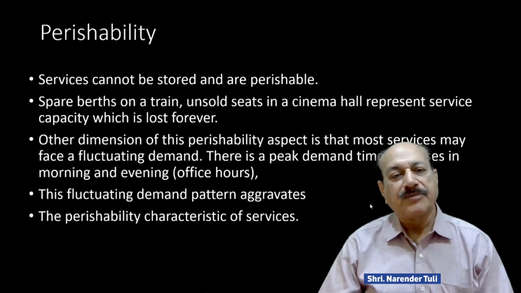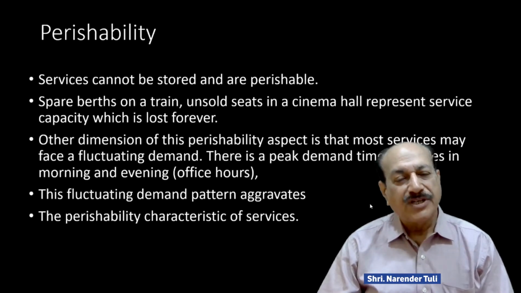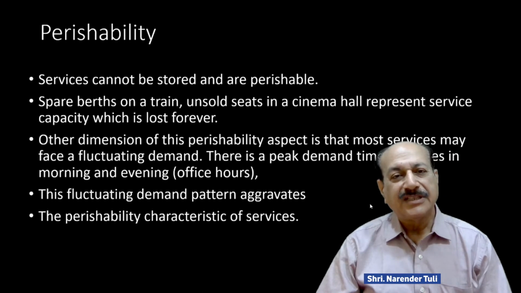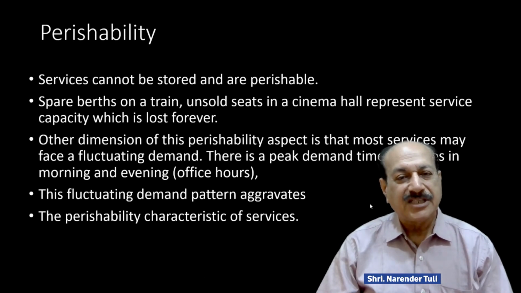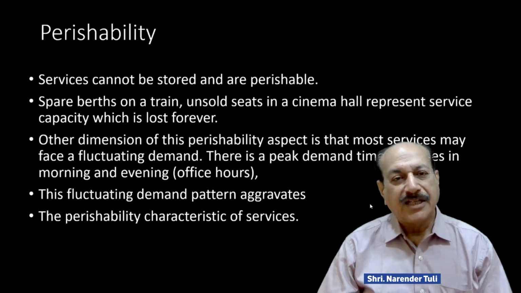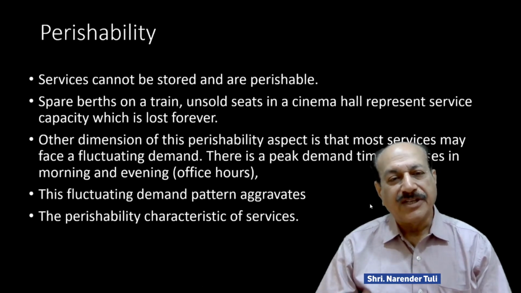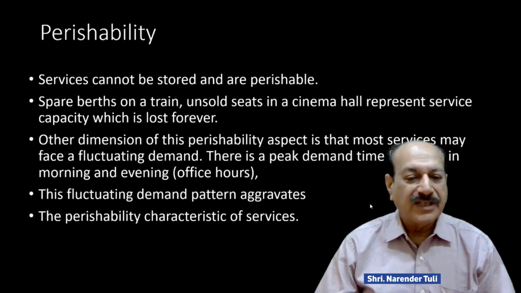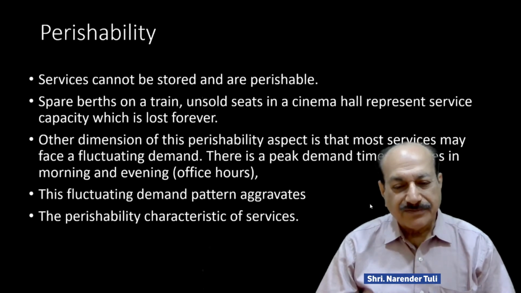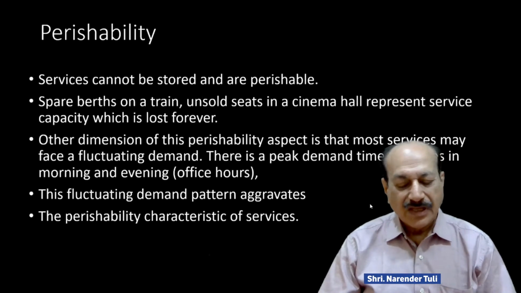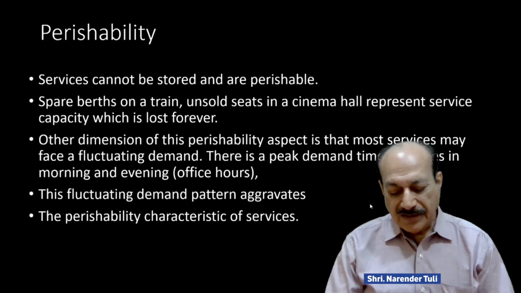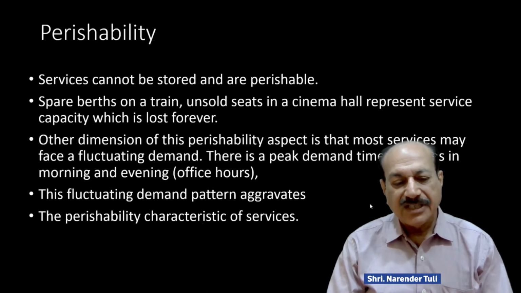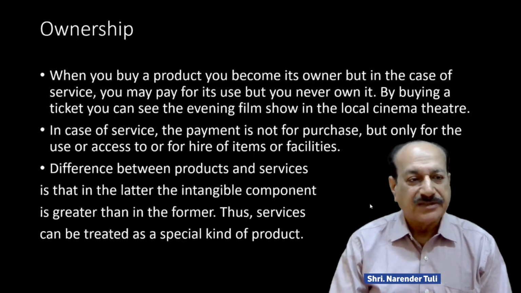Again, if you take the example of cinema hall, you find that morning shows and noon shows are priced cheaper because normally there is less demand for the seats for those shows, and the demand is higher for the matinee or evening shows, when people are free. So those shows are priced higher, whereas the morning and noon shows are priced lower. This fluctuating demand pattern aggravates this characteristic, perishability becomes more intense.